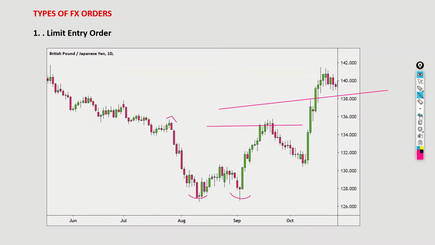So you set a sell limit order. The price will come up and then hit this level. After hitting that level, the price will go down. That is what we call a sell limit order. So in a sell limit order, the price goes up and then finally falls down. It is set above the current price and then it finally goes down.